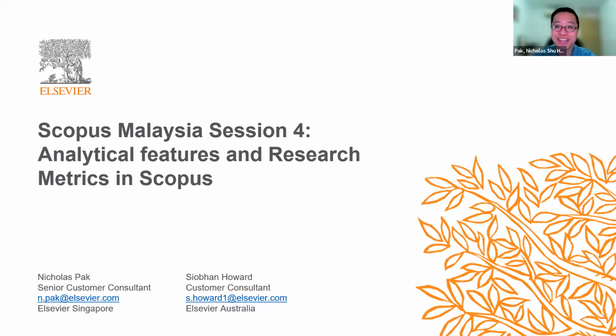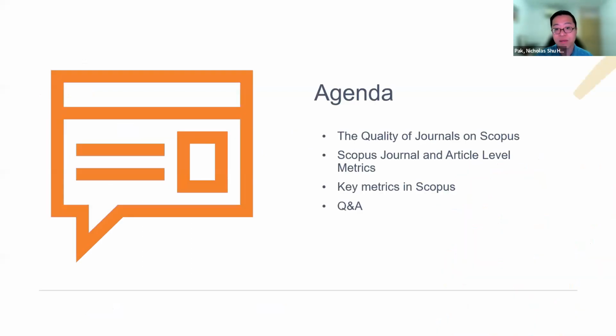Thanks a lot for joining us today, Nicole. Today would be the fourth session for this year in terms of what we're doing for Malaysia as well. Today we'll be talking about analytical features and research metrics in Scopus. Broadly speaking, we'll be talking about the content and the quality of journals on Scopus, followed by Scopus journal and article level metrics, key metrics in Scopus, and of course, a question and answer session.